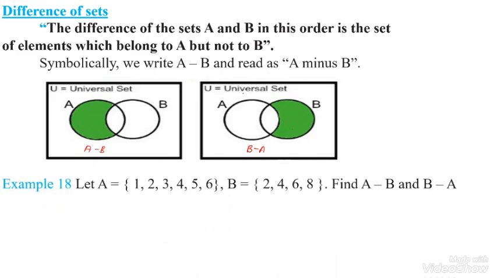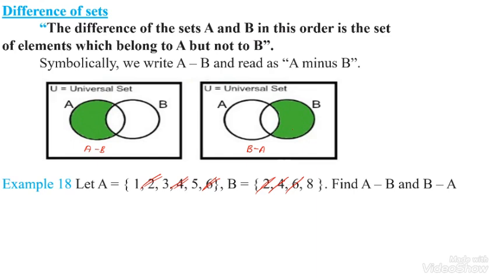We will discuss the difference of sets one by one using an example. There are two sets: set A containing the elements 1, 2, 3, 4, 5, 6 and set B containing the elements 2, 4, 6, 8. First we have to neglect the common elements. Here 2 is common, so I will neglect it. Then 4 is also common, and 6 is also a common element. We neglect these.